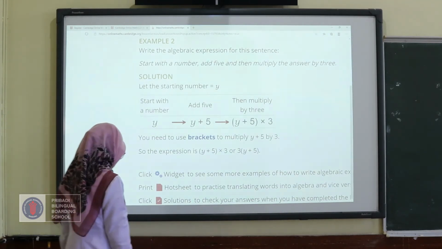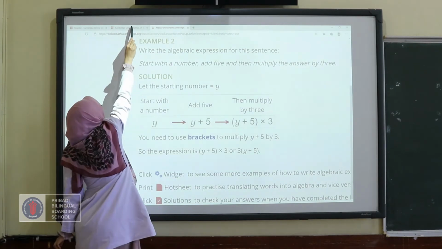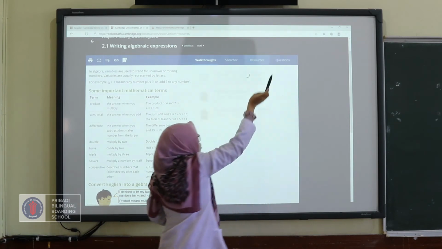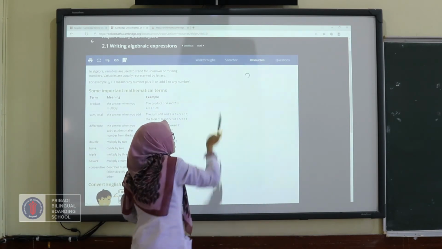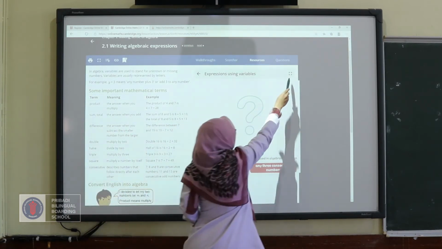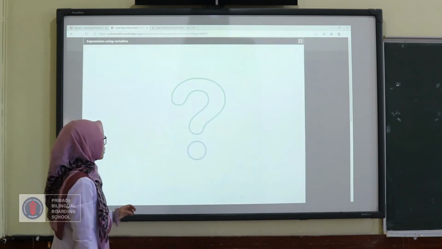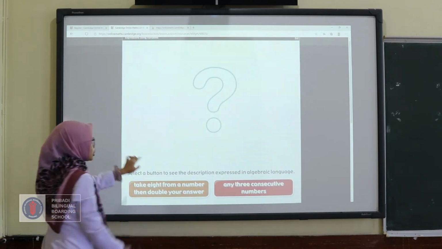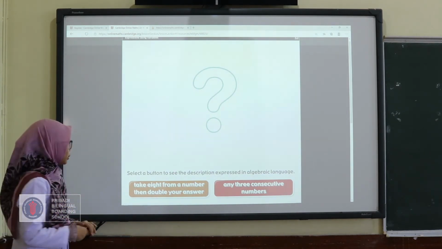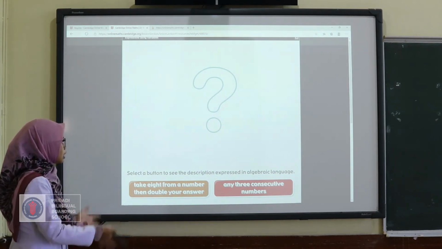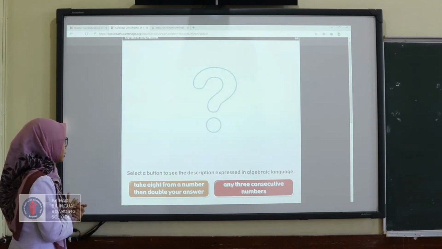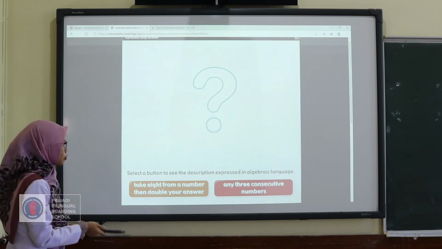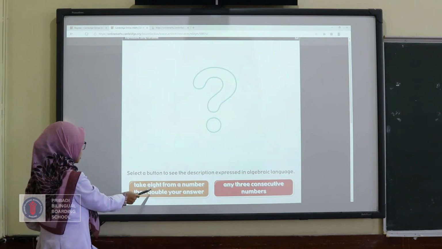Okay, we are going to go to your dashboard again. Now, you can click resources, and then there are some expressions here to help you to understand the materials. For example, for this chapter, you have to select a button to see the description expressed in algebraic language. Which one do you want to choose? The left side or the right side? Okay, I will choose the left side first.